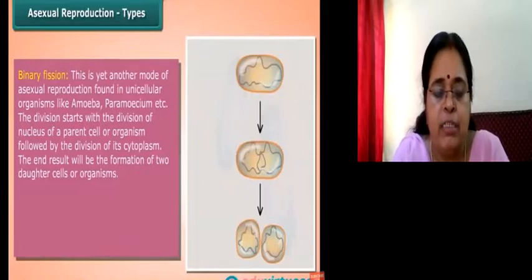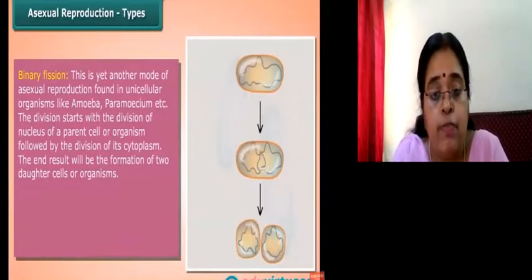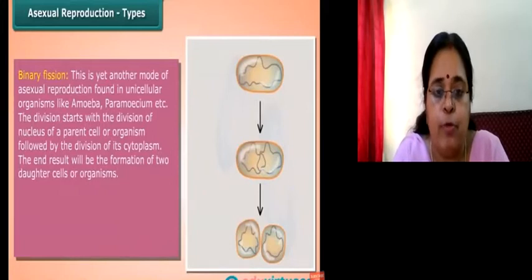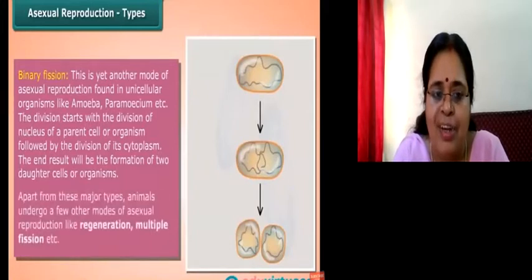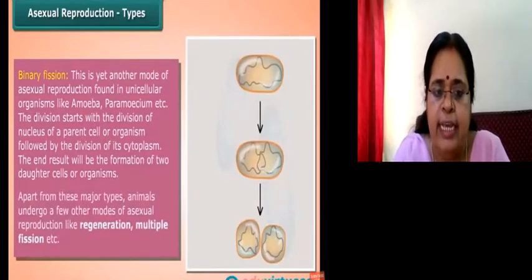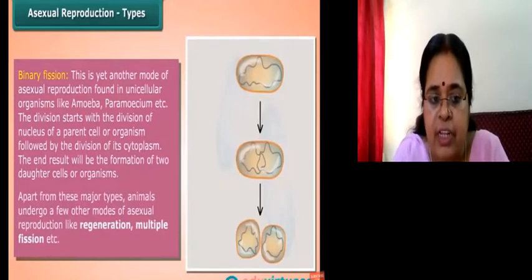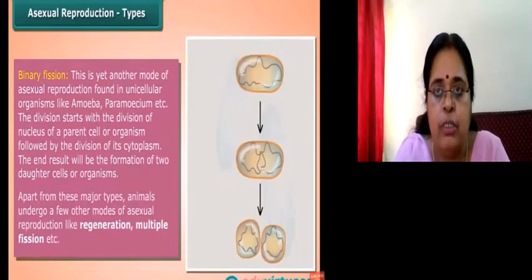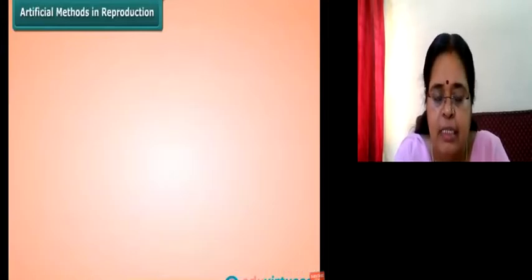So these two methods that I told you, both of them are asexual modes of reproduction because they involve only one parent. Besides these two common methods, there are other methods of asexual reproduction like regeneration, multiple fission, fragmentation, etc., about which we will be studying in the other classes.